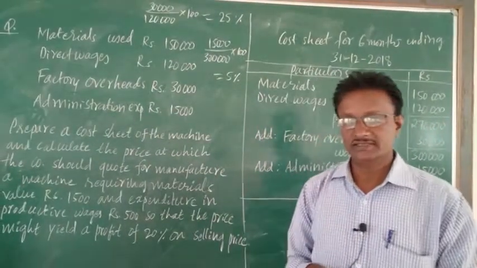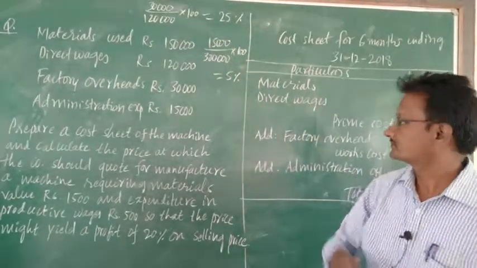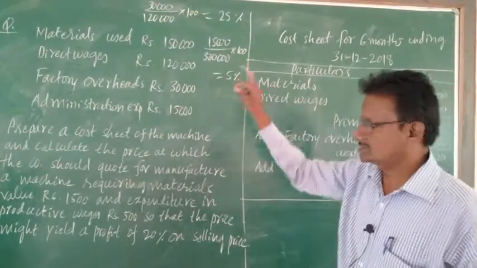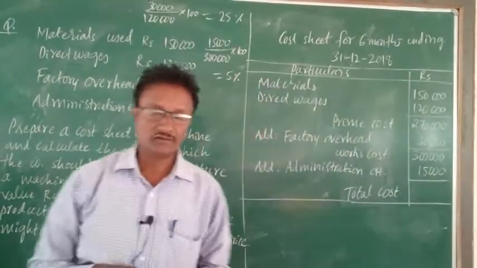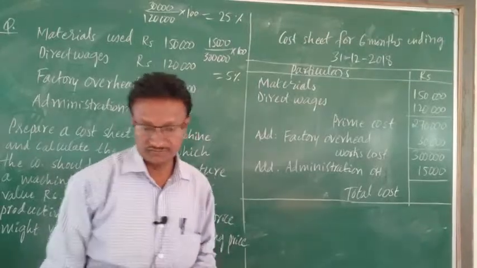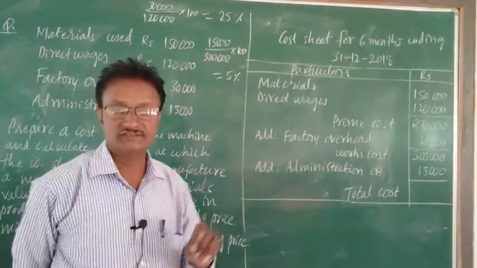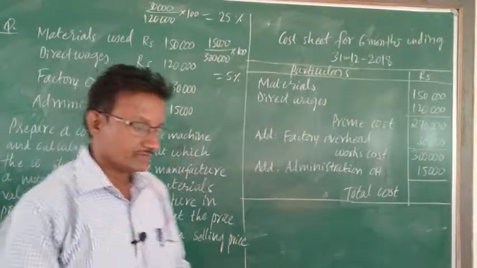Factory overhead is 25% on direct wages and administration overhead is 5% on works cost. Next we have to calculate these percentages in a systematic manner.